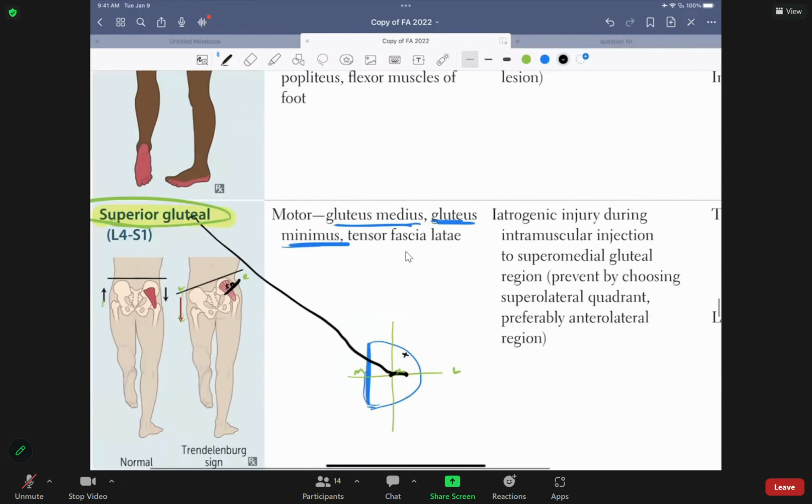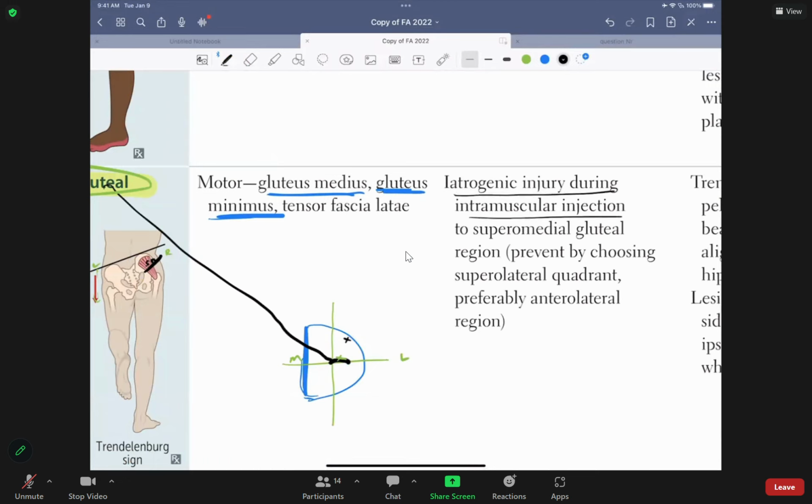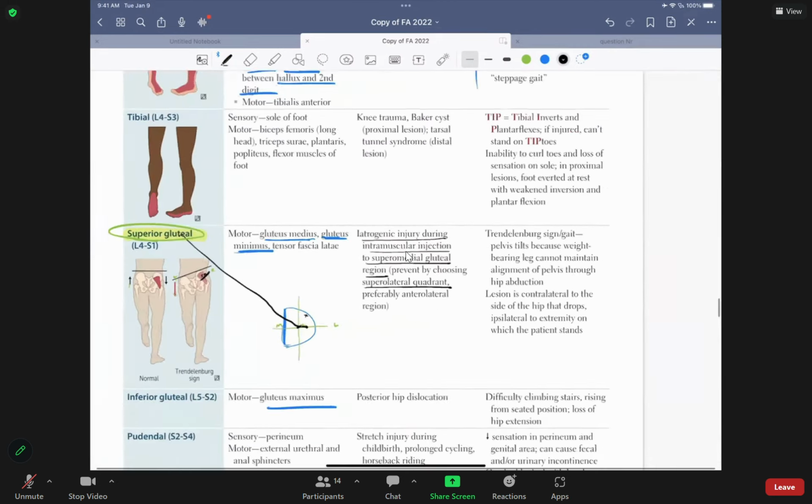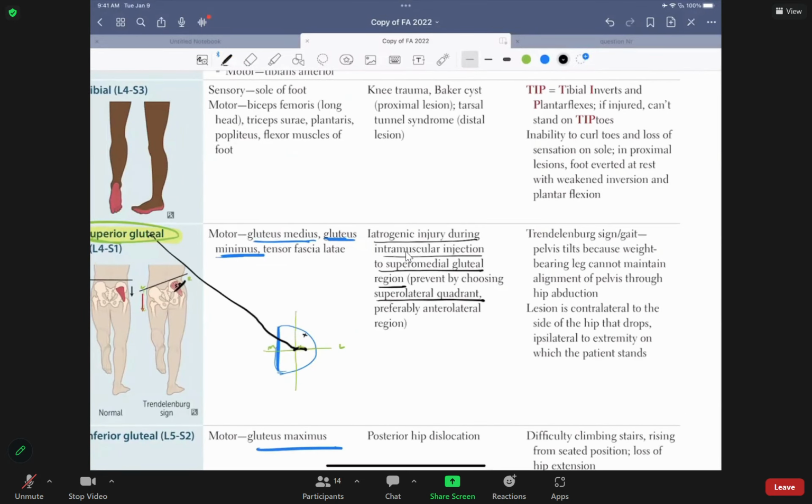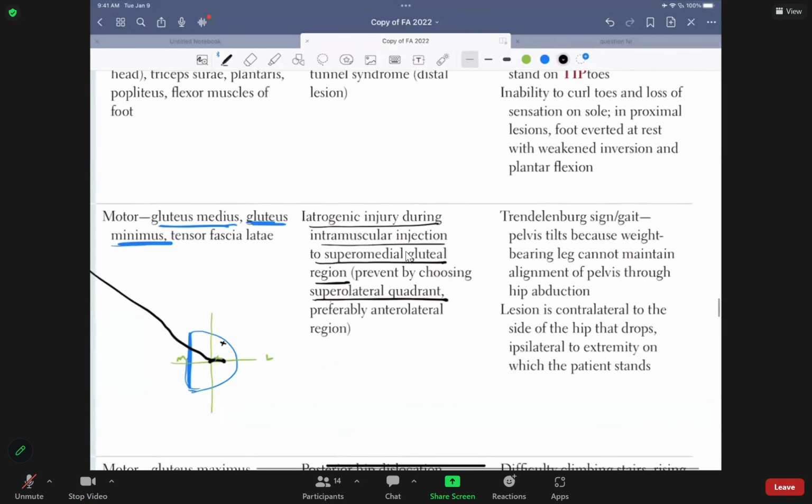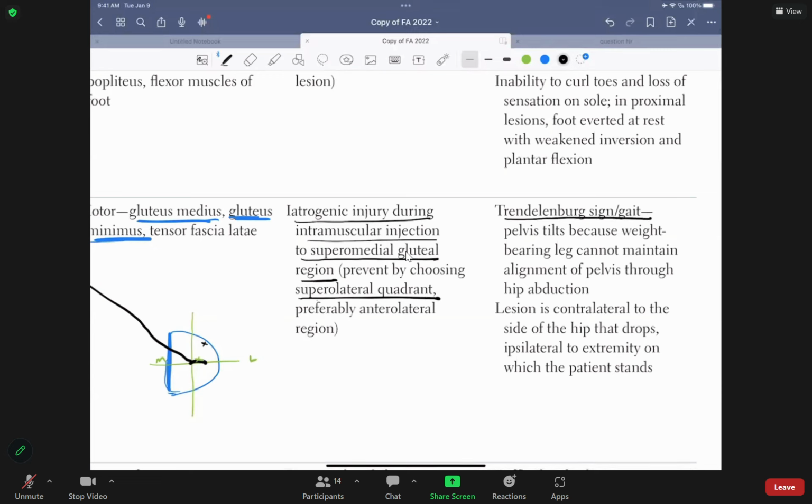Look at this. Iatrogenic injury during intramuscular injection to the superior medial gluteal region. That's the key. So a better place to do it is the superior lateral quadrant, folks. Okay. Now, when you suspect a patient possibly damaged it, you will do a sign. They come with this called the Trendelenburg sign. Okay. The pelvis tilts because the weight-bearing leg cannot maintain the alignment of the pelvis through hip adduction. The lesion is contralateral, opposite side. Whatever the side is falling, the opposite side is the problem.